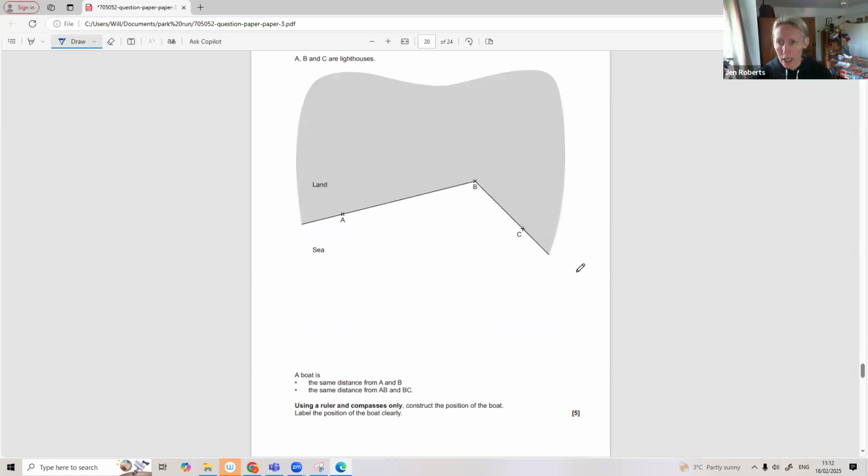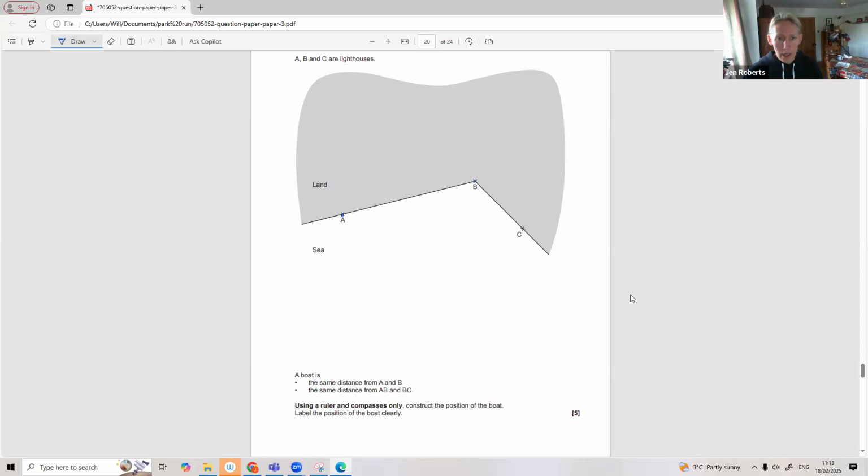I'm going to have to describe how to do this one. It's kind of difficult to do electronically. So you've got a ruler and a compass. Same distance between A and B. So what you need to do here is open up your compass so it's more than halfway along that line between A and B. Once you've opened it, do not change the length of it.